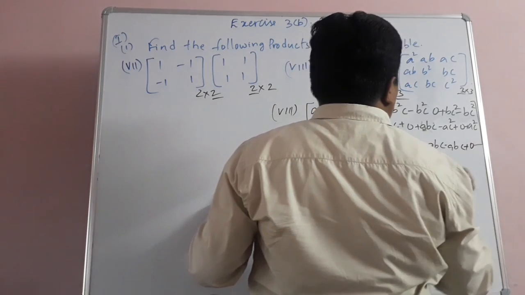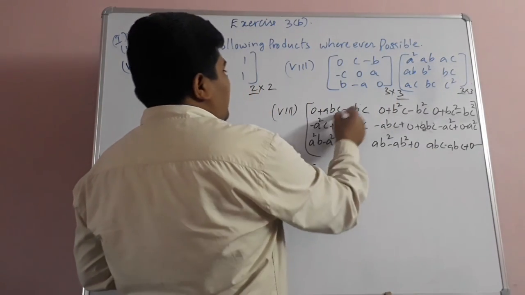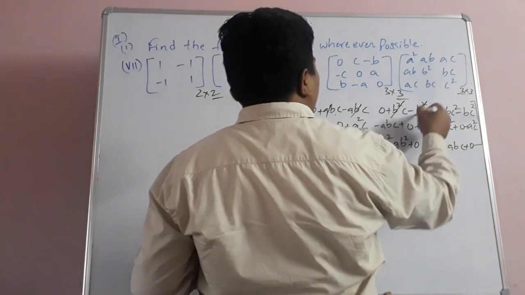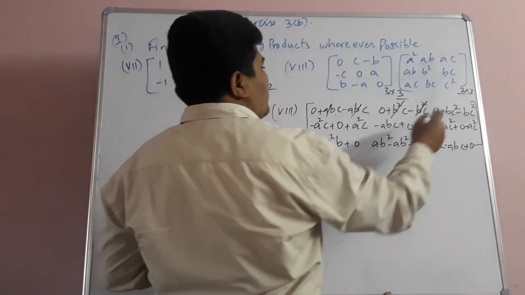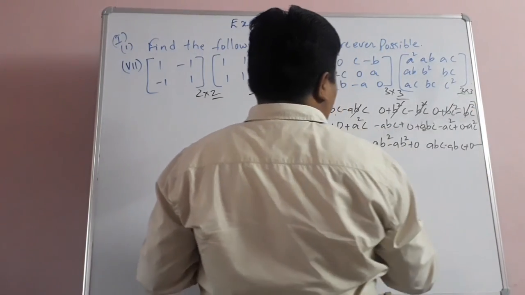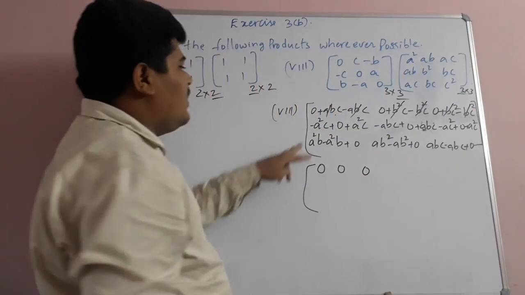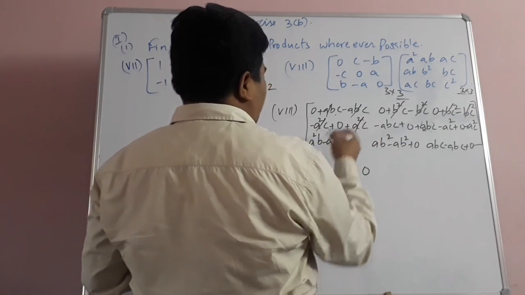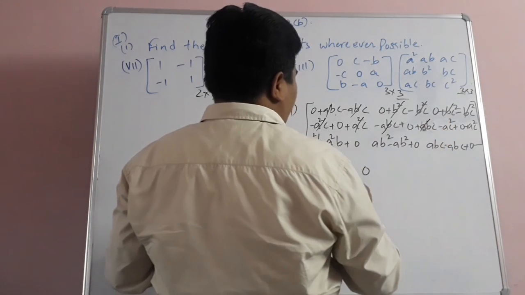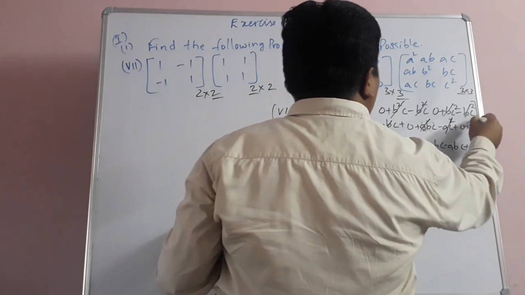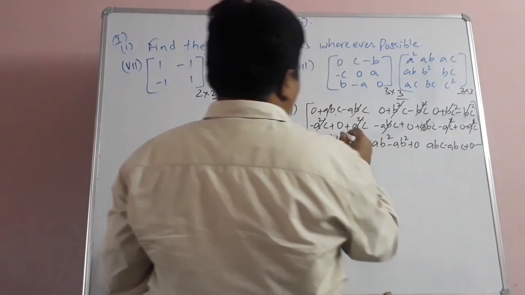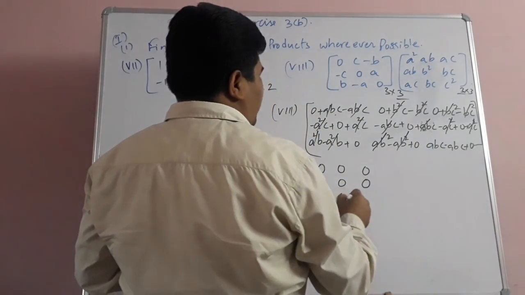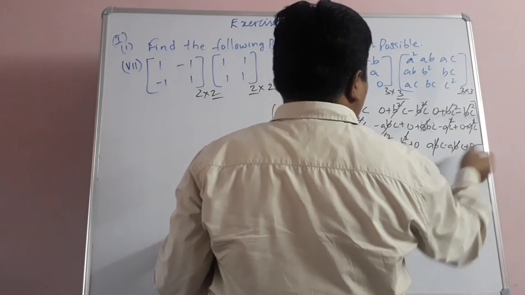Now simplify this matrix, children. ABC minus ABC is 0, 0 plus 0 is 0 only. B square C minus B square C is 0. BC square minus BC square cancel, so 0 plus 0 is 0. Minus A square C plus A square C cancel, the result is 0. Minus ABC plus ABC cancel, here also 0. Minus AC square plus AC square plus 0 is also 0. Minus A square B plus A square B is also 0. AB square minus AB square is 0. ABC minus ABC is also 0.